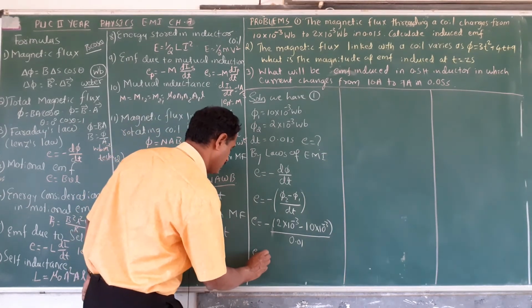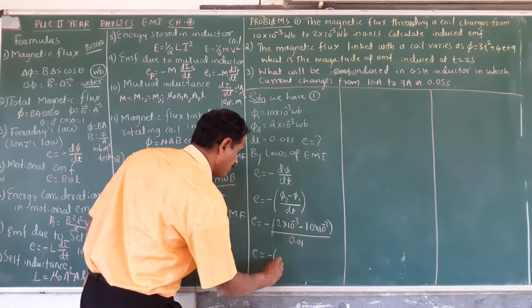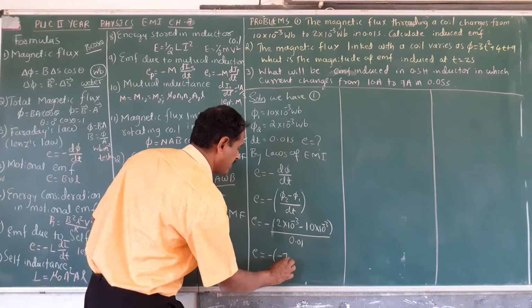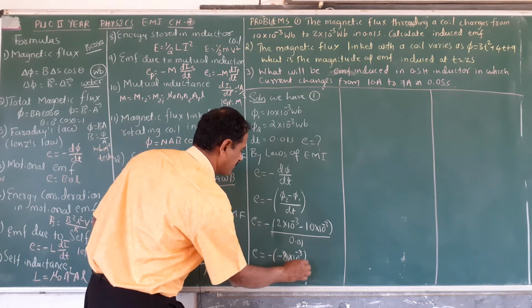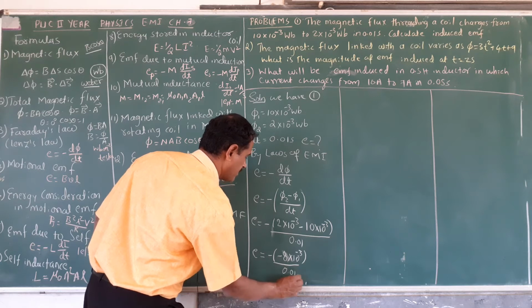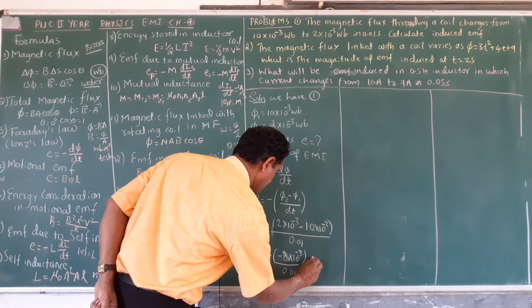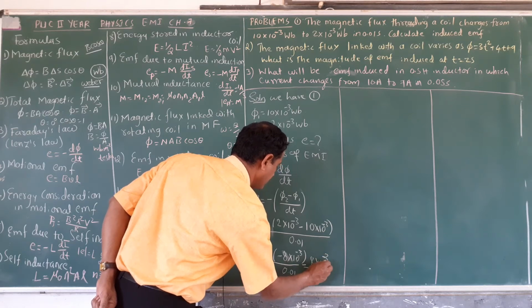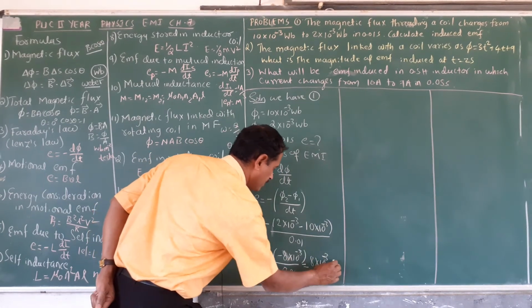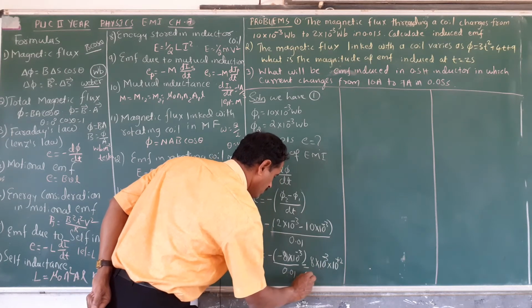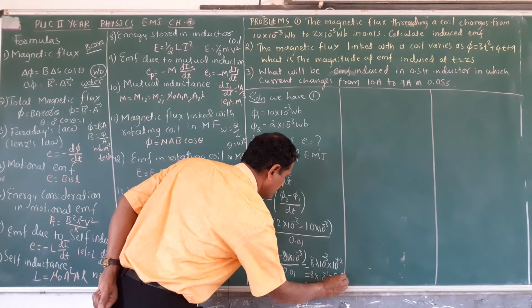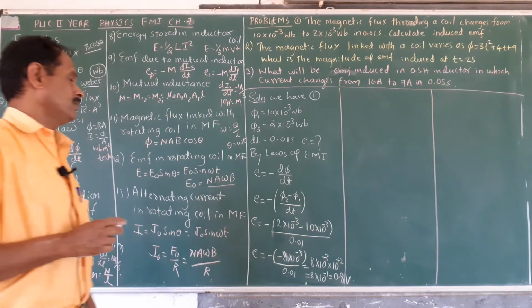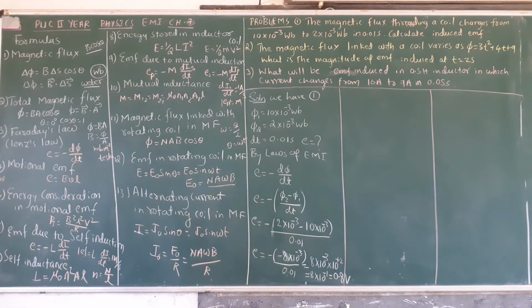What is our answer? E is equal to minus 8 into 10 to the power of minus 3 divided by 0.01. Minus into minus means plus, 8 into 10 to the power of minus 3, and dividing by 10 to the power of minus 2 brings it to the numerator as plus 2. The answer becomes 8 into 10 to the power of minus 1, which is 0.8 volt. The EMF is measured in volt. Like that you have to solve the problem.